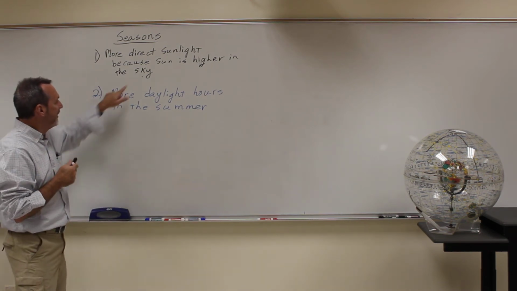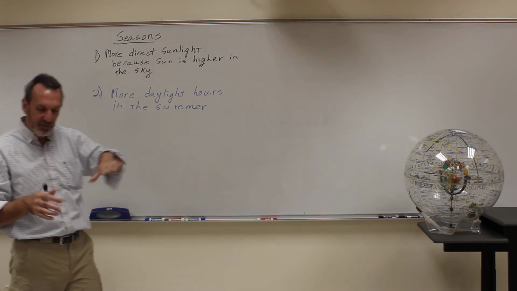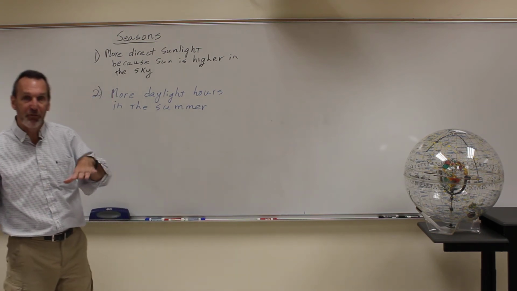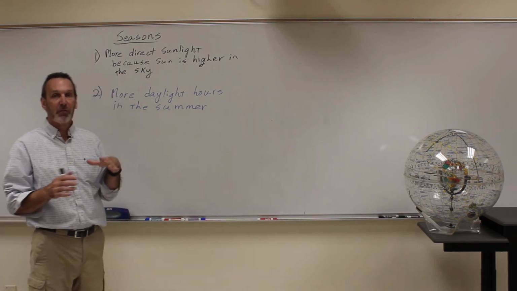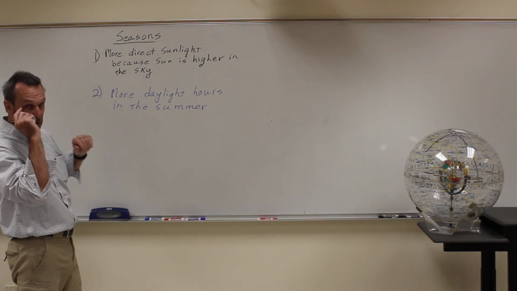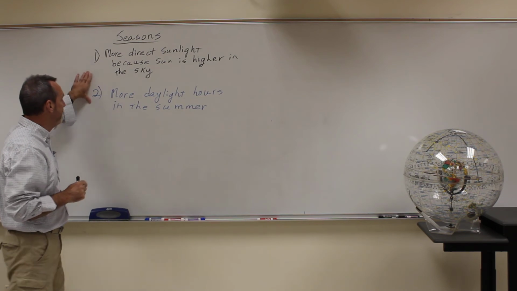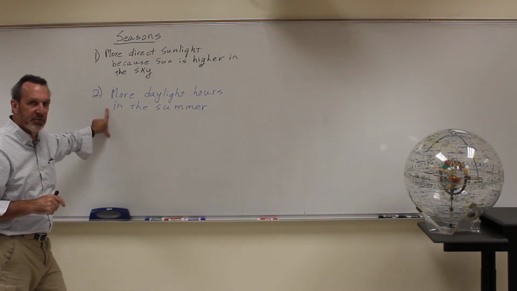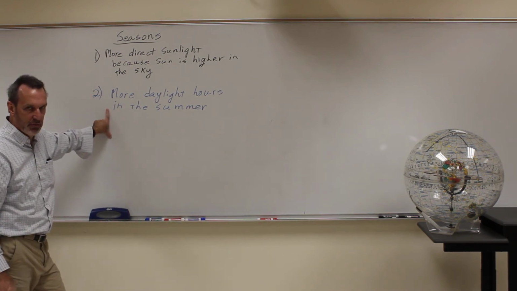So the sun heats up, or all its energy is being absorbed by the ground. Well, if it has 14 hours to absorb energy, it's going to absorb more energy than if it only has 8 hours to do it. Especially when the sun is much higher in the sky. So those are the two reasons we have seasons. Both of these are caused by the tilt of the earth.